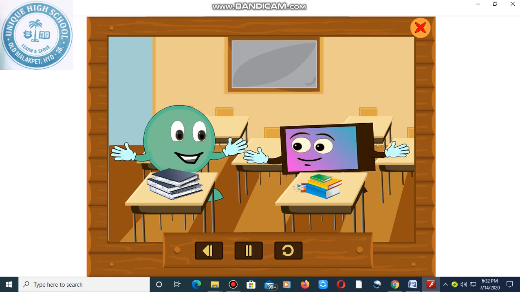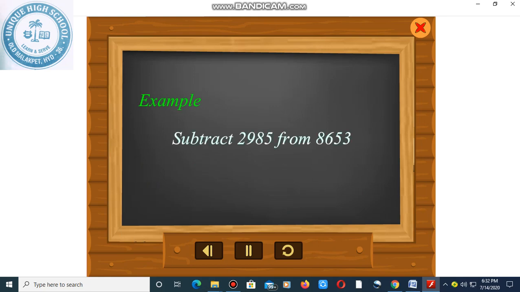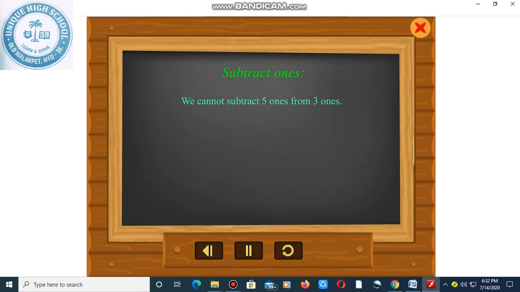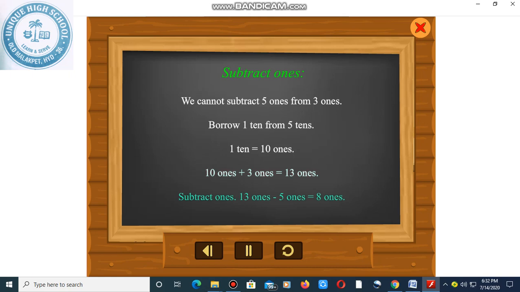Here is an example for the same. Example: subtract 2,985 from 8,653. Arrange the digits according to their places. Subtract ones. We cannot subtract 5 ones from 3 ones. Borrow 1 ten from 5 tens. 1 ten is equal to 10 ones. 10 ones plus 3 ones is equal to 13 ones. Subtract ones. 13 ones minus 5 ones is equal to 8 ones.